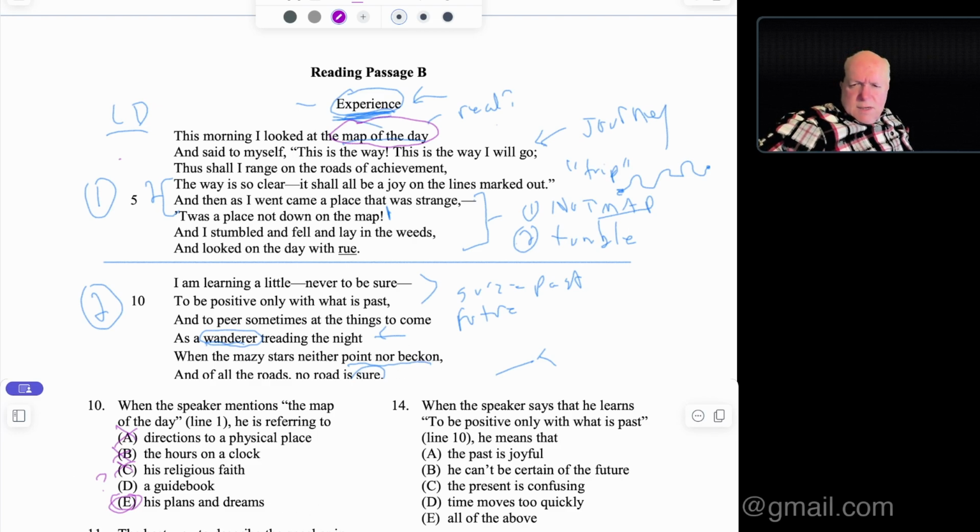And give me 1 second. I just want to make sure the screen is okay. Yeah, the screen is all right.